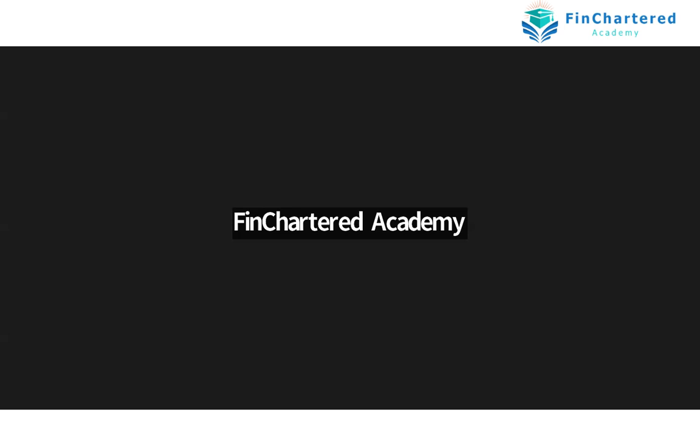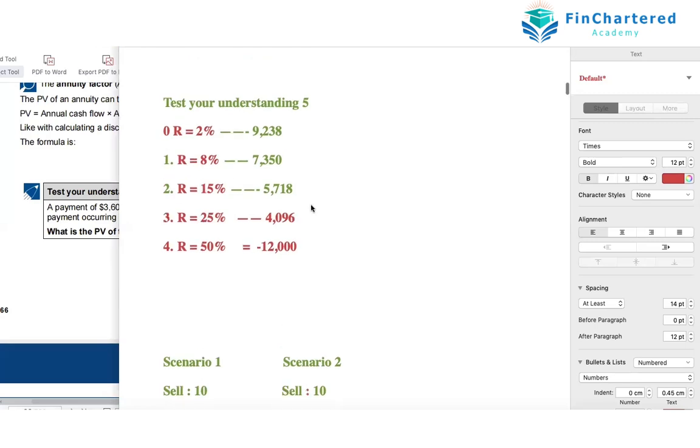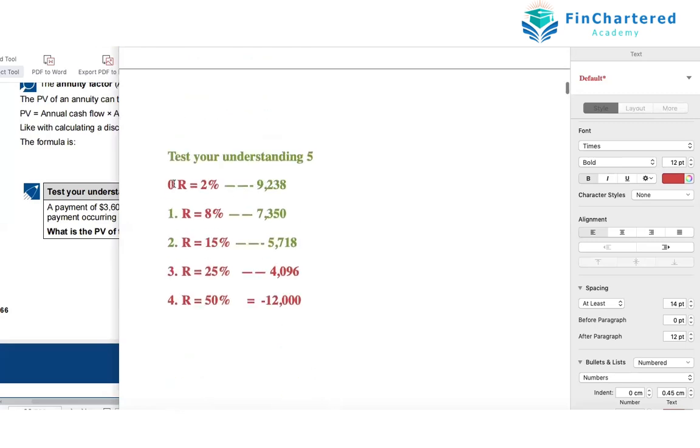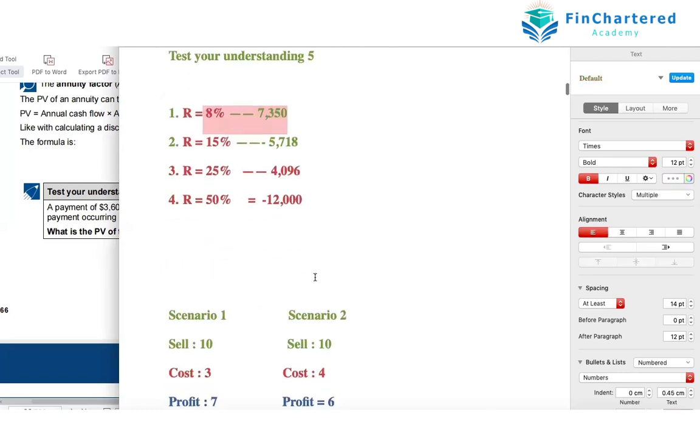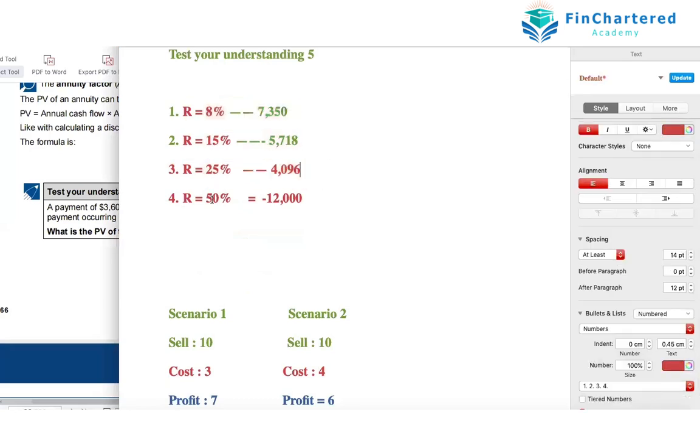Right? So, guys, again, I hope my screen is visible. When R was 2%, you were getting more. The present value was 9,238. When R is 8%, 7,350. When R was 15%, 5,718. When R was 25%, 4,096. And maybe this is not a real thing, I'm just saying maybe, when R is 50%, you will get minus 12,000.